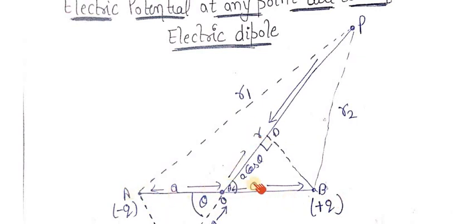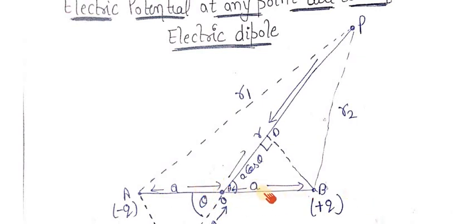So if you separate this, that means this is a minus q and plus q. The dipole is separated by a distance of 2a, as you know. So at point A, if the total distance is 2a, then it's a and a, right?